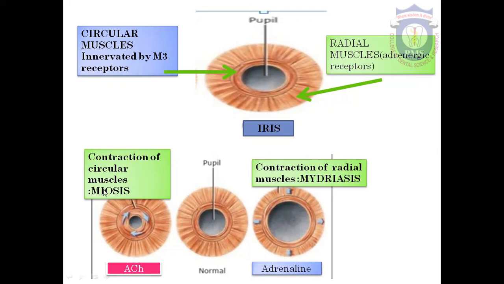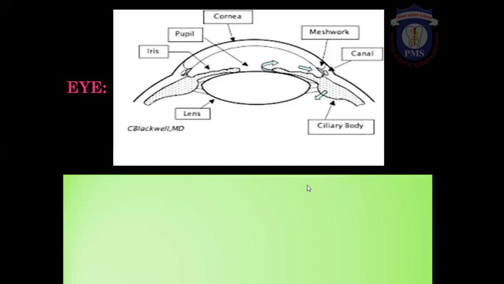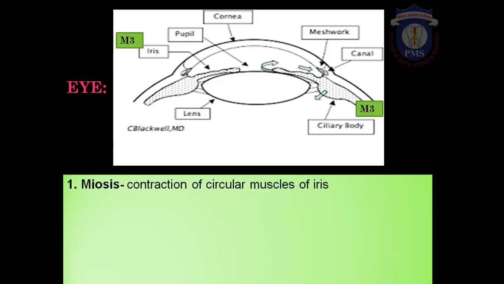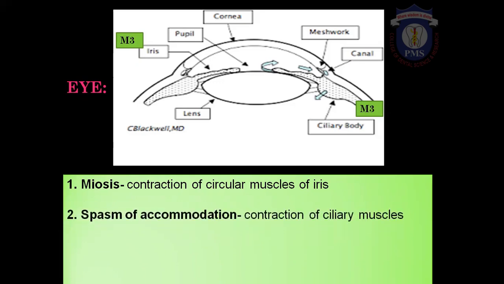Here, acetylcholine will cause contraction of circular muscles, which leads to miosis, and adrenaline causes contraction of radial muscles and produces mydriasis. Effect of acetylcholine in our eye: the type of receptors are M3 receptors. When acetylcholine binds to the M3 receptors, it will produce miosis, that means contraction of the circular muscles of the iris, and spasm of accommodation due to the contraction of ciliary muscles.